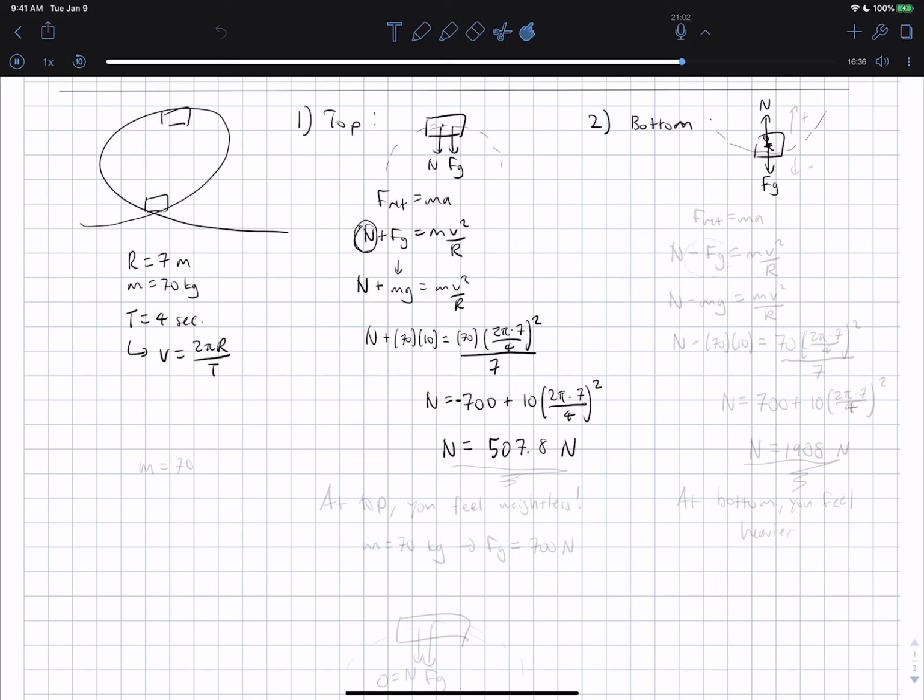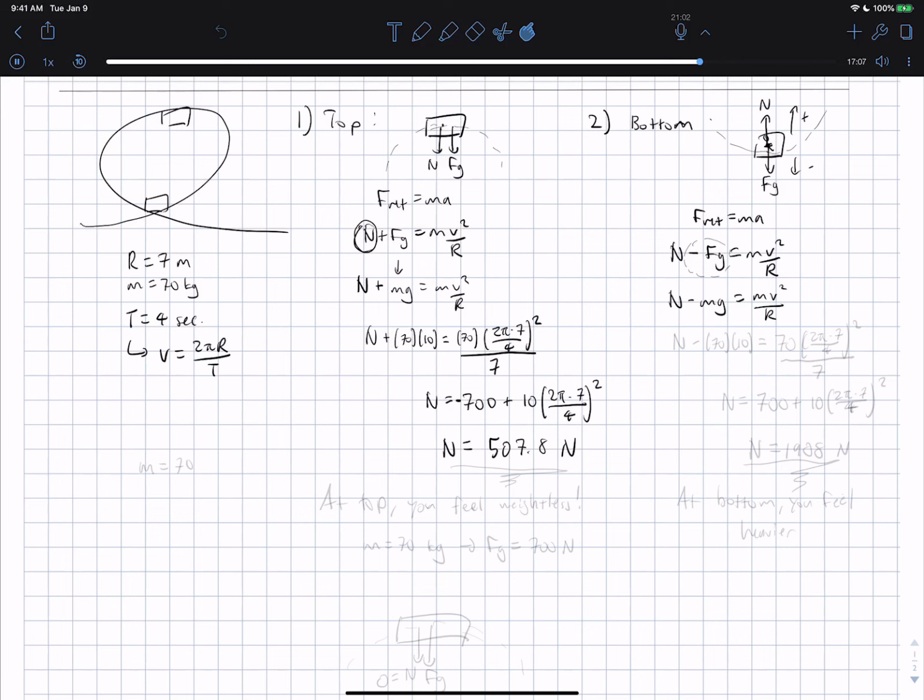net force equation, we end up with F net is equal to ma. And since towards the center of the circle is positive and outwards is negative, the normal force is positive, but the force of gravity is negative. So we get this. And we can do the same thing. The normal force minus mg. The only difference is the sign of the weight force. Everything else is the same.